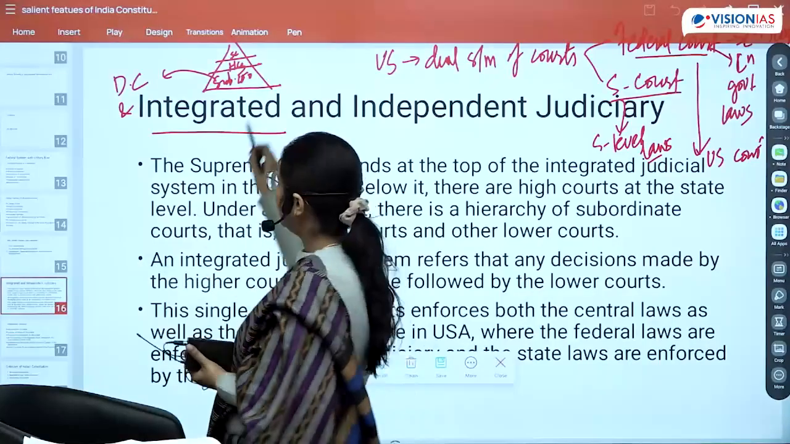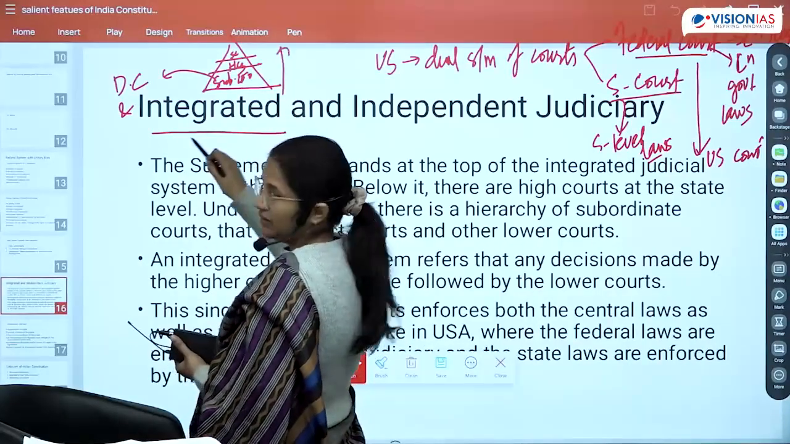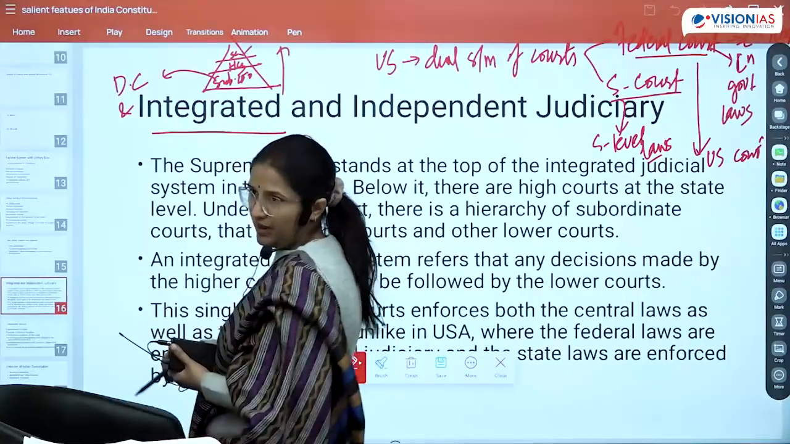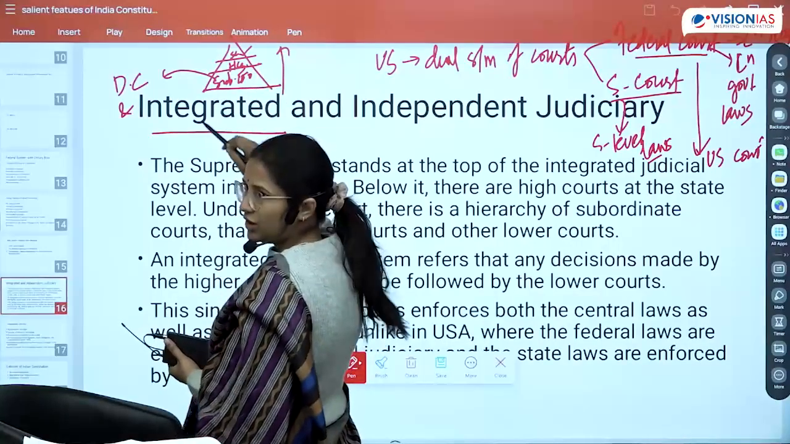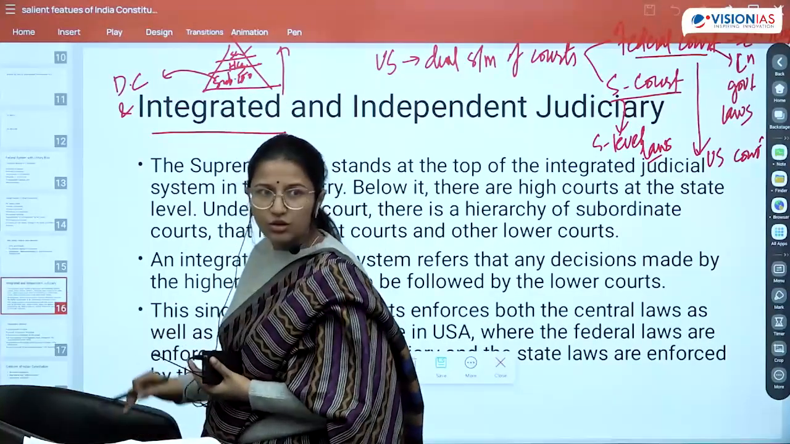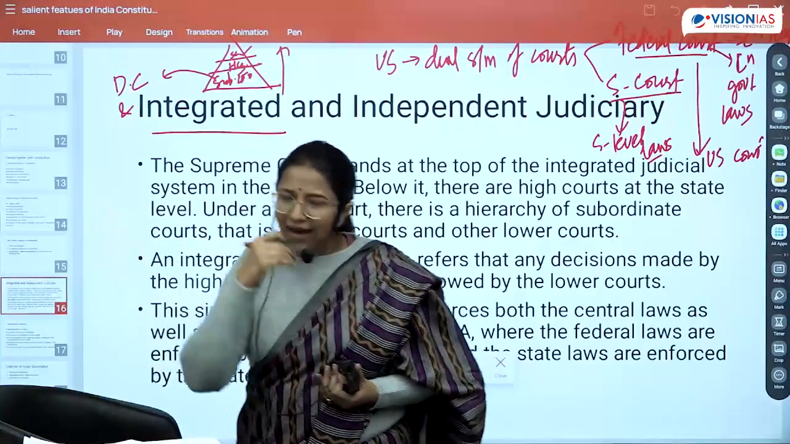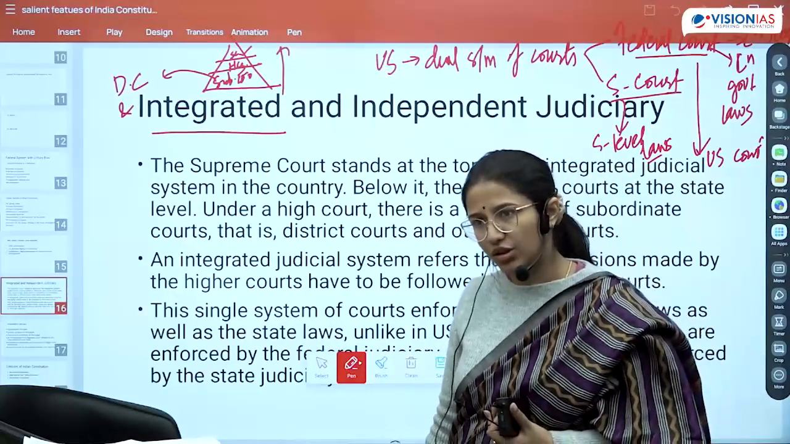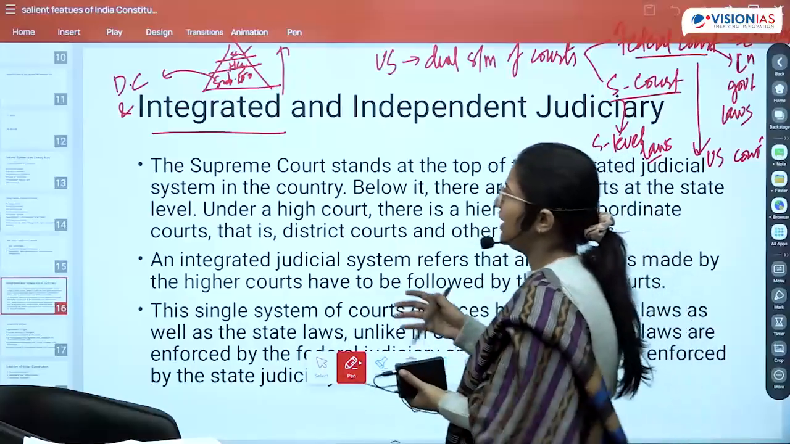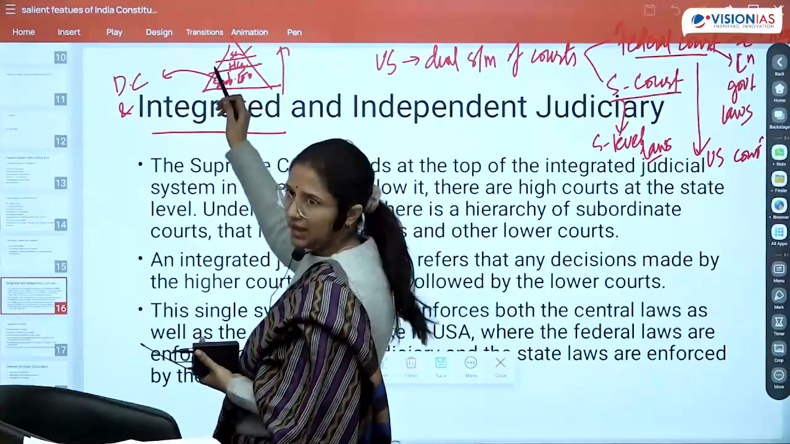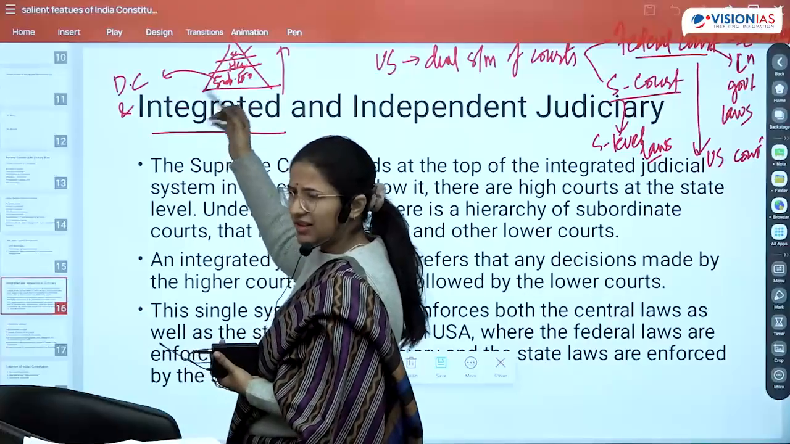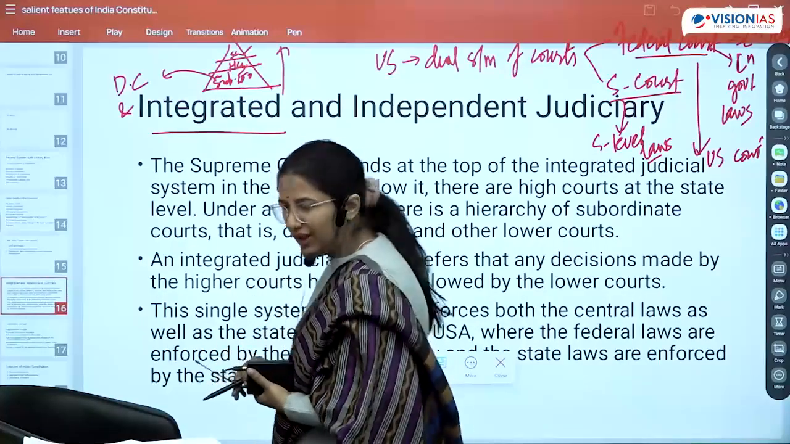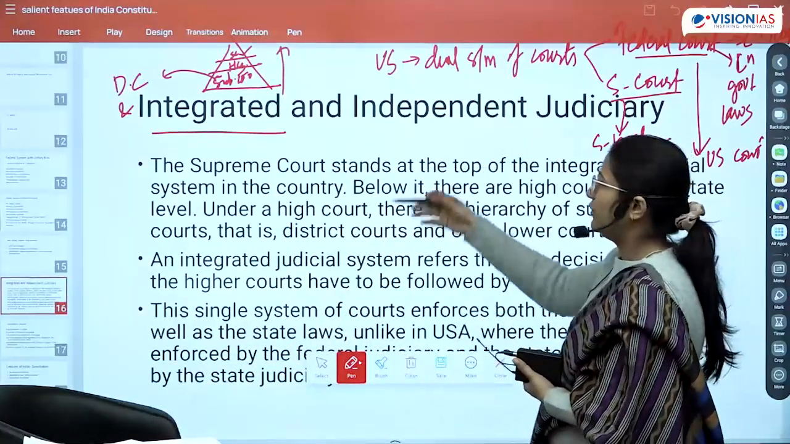Yes, and you find that this is a hierarchical and an integrated judiciary whereby a judgment of the Supreme Court will be abided by the high courts as well as the lower courts. So a judgment given by a higher court would be accepted and followed by the lower courts. Yes, and a citizen dissatisfied with the judgment at the district court level can go to the high court. A judgment not acceptable at the high court level can be taken to the Supreme Court. Fine. So in case of India, we have an integrated judiciary.